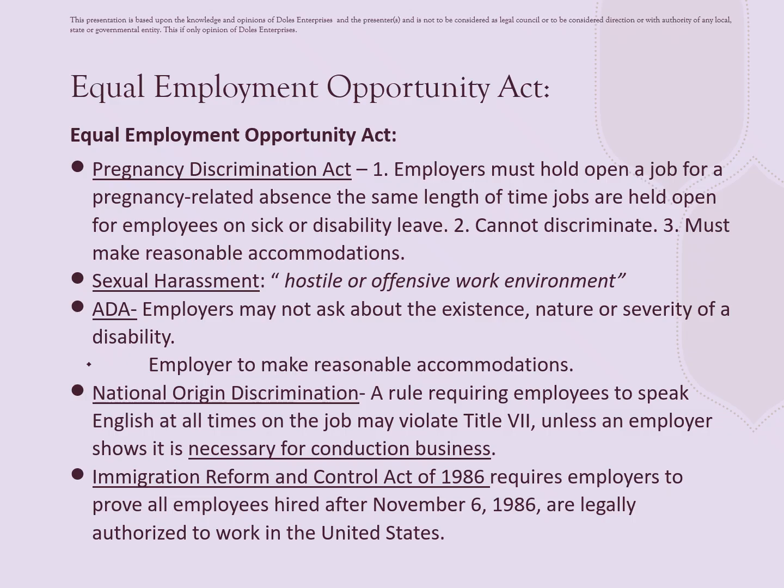Title VII of the Civil Rights Act of 1964 protects individuals against employment discrimination on the basis of national origin as well as race, color, religion, and sex. A rule requiring employees to speak only English at all times on the job may violate Title VII unless an employer shows it is necessary for conducting business.